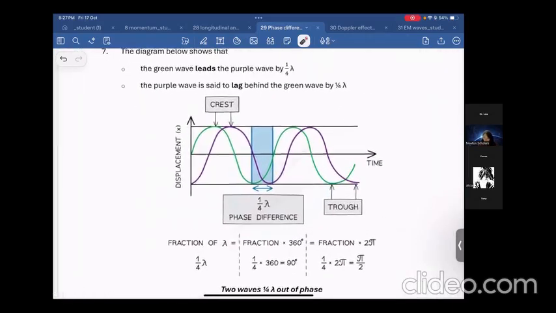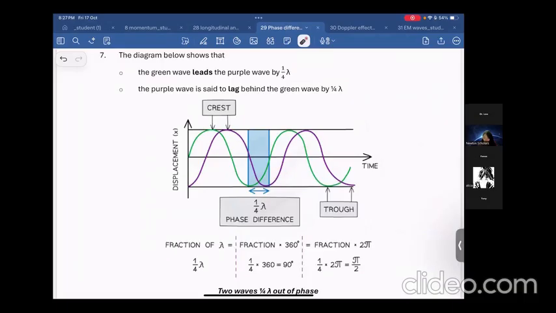Okay. The diagram below shows that the green color leads the purple color by 1 over 4. 1 over 4 means 90 degrees, that is, it leads by 90 degrees. Can you see that this one and this one are 90 degrees different? 1 over 4 different. Or here, this one shows you 1 over 4 wavelength difference. From the green color here, this is one complete wave. Here is 1 over 2 wave. So here is 1 over 4 wave. The difference between the green color and the purple color is 1 over 4 wavelength.